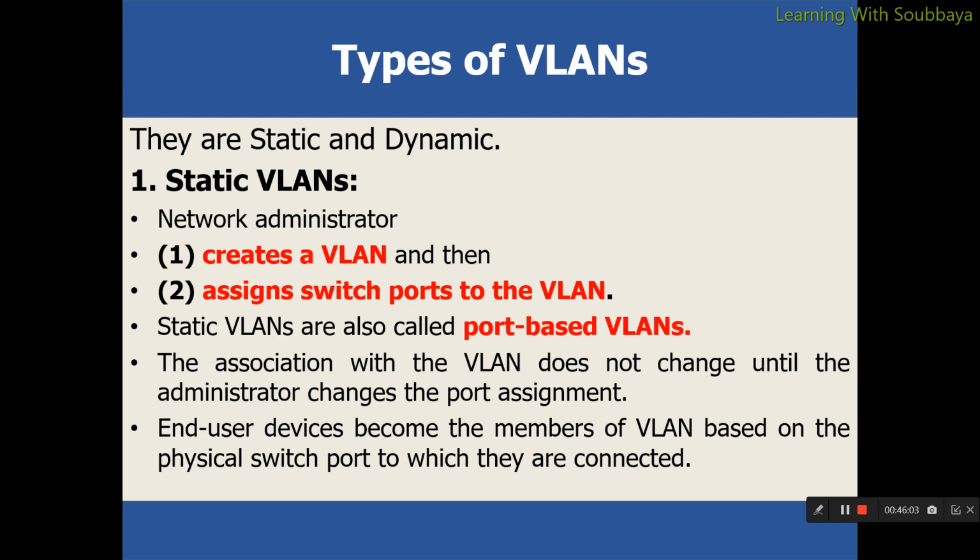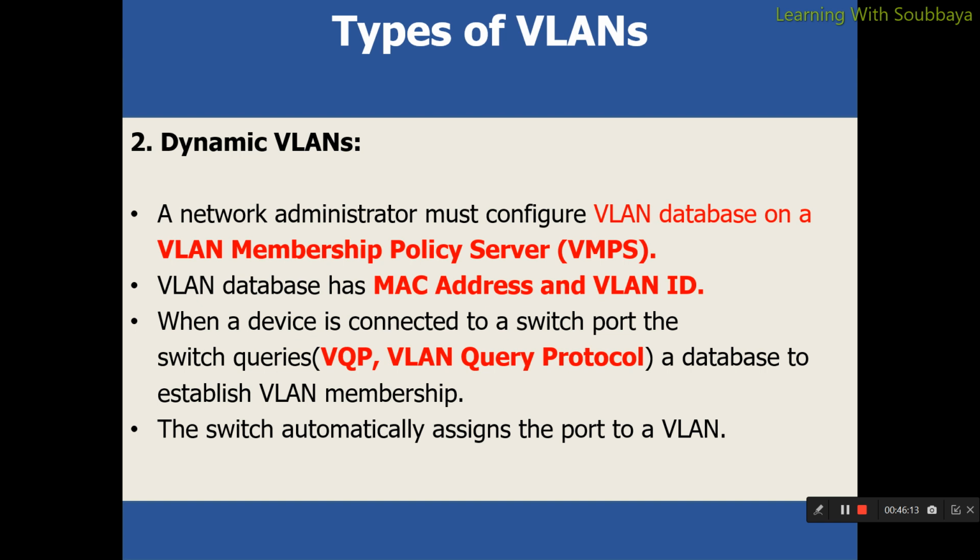There are two types of VLAN available, static VLAN and dynamic VLAN. In static VLAN, we can create a VLAN and assign a port to the VLAN. This is also called port based VLAN. But for dynamic VLAN, we have to connect a VMPS server. In the VMPS server, we have to create a database. The tables we have to create need two pieces of information: one is the MAC address, along with the VLAN ID.